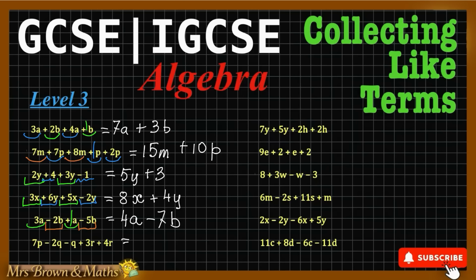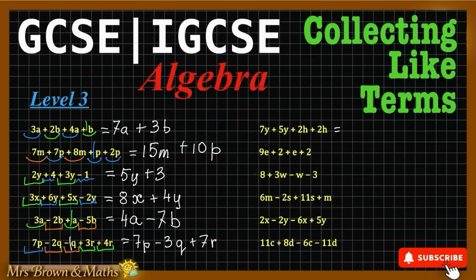Next question. 7p minus 2q minus q plus 3r plus 4r. It will be 7p. Nothing can be done. We leave it as 7p. Minus 2q minus 1q give me minus 3q. Then r terms. 3r plus 4r is 7r.